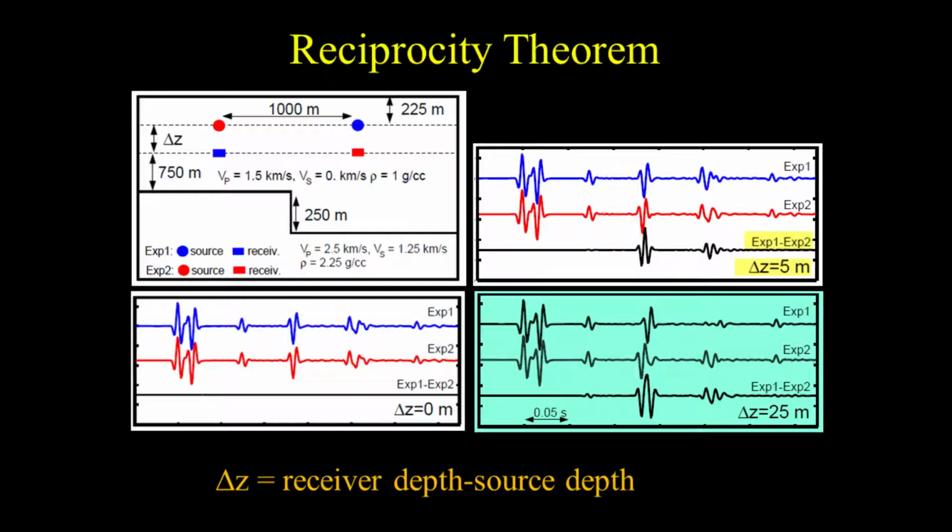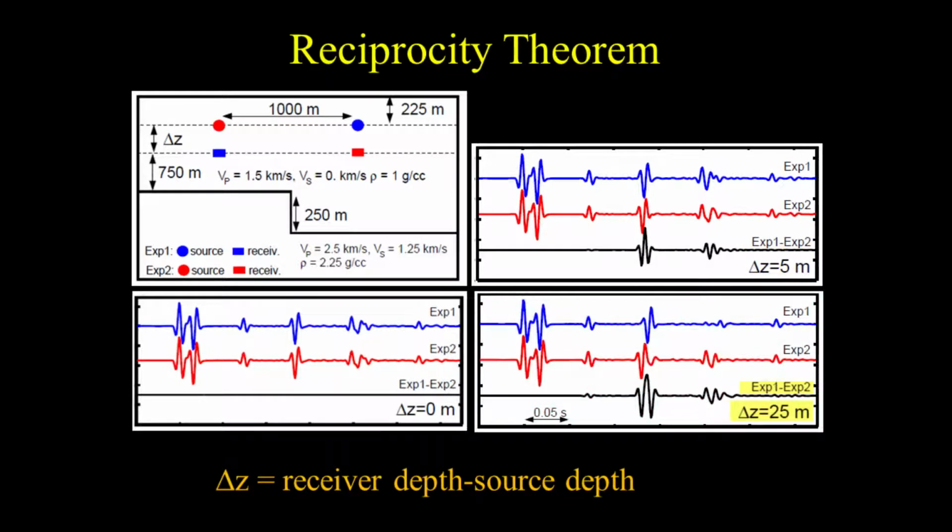Notice that the direct wave and its ghost, that is, the first two events, are identical in the two experiments, irrespective of the value of delta Z, because their wave paths are not affected by the lateral heterogeneity of the corner diffraction. That is why the difference between the two traces is 0 for some events.